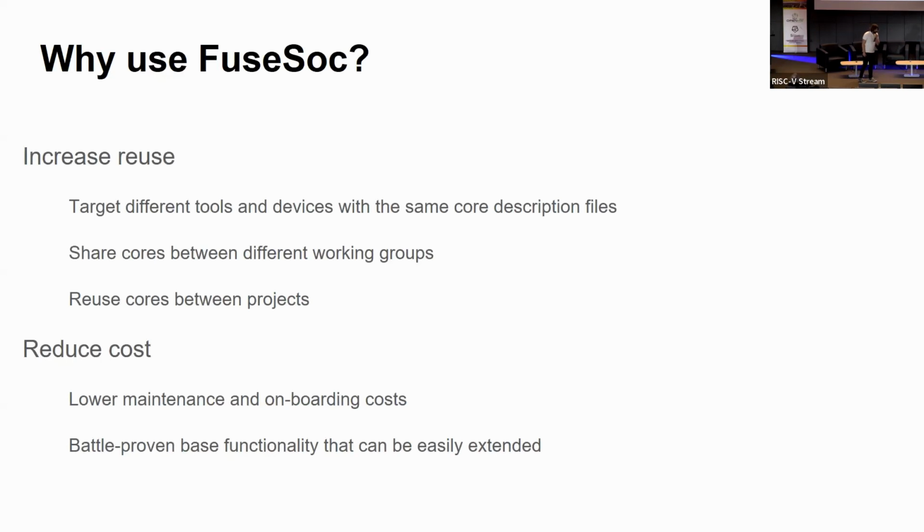So again, why use FuseSoC? Increased reuse is a big thing. Reuse is kind of my game here. You can reuse your own cores between different projects. You can share cores between different, for example, different research organizations can easily share cores between each other. And of course, you can use different tools. So that one group is using VCS, another one is using Icarus or Cocotb or something. You can just still share the code without having to rewrite all these setup scripts and things like that.